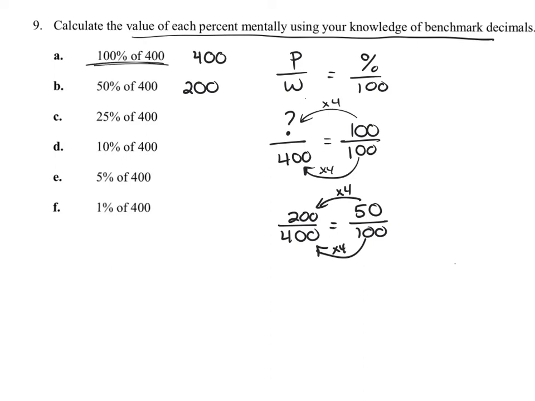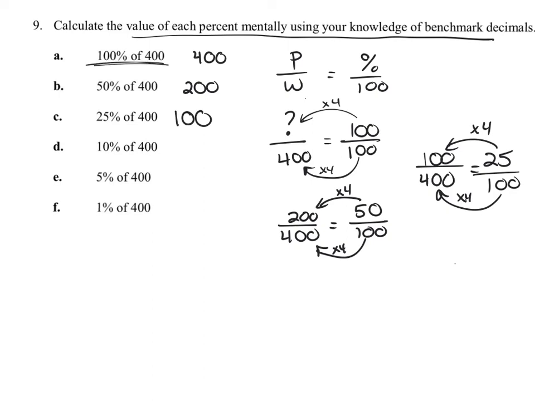25% of 400. Same thing again. 25 out of 100 times 4, times 4. Oh, that gives me 100. And then if you think about, well, 50% right here was 200, and to get from 50% to 10%, divide by 5. Do the same thing to 200, divide that by 5, and you get 40.